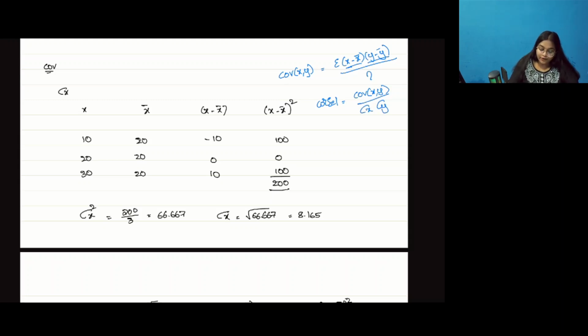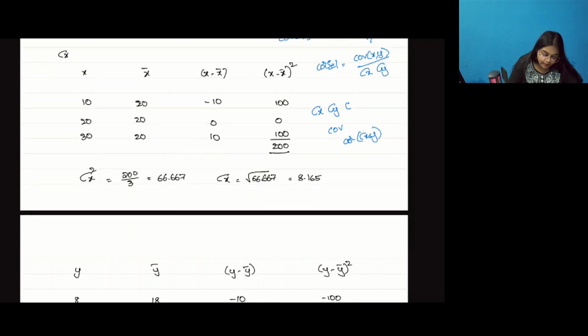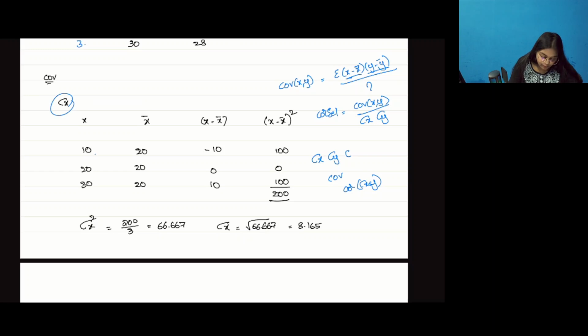So step 1, we have to calculate sigma x, sigma y, and next covariance, and then we will go for the correlation coefficient. So first we are calculating sigma x. X return equal to 10, 20, 30. The average of all the 3 years will be 20. So x minus x bar: 10 minus 20 is minus 10, 20 minus 20 is 0, 30 minus 20 is 10. The sum here will be 0.